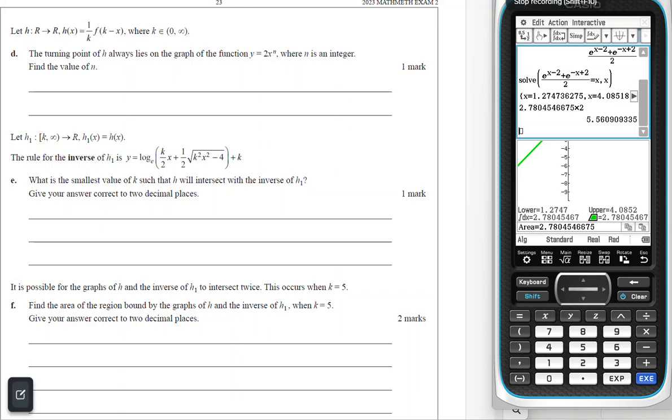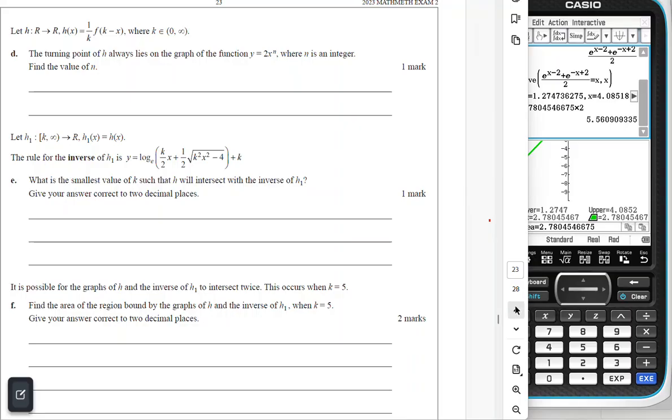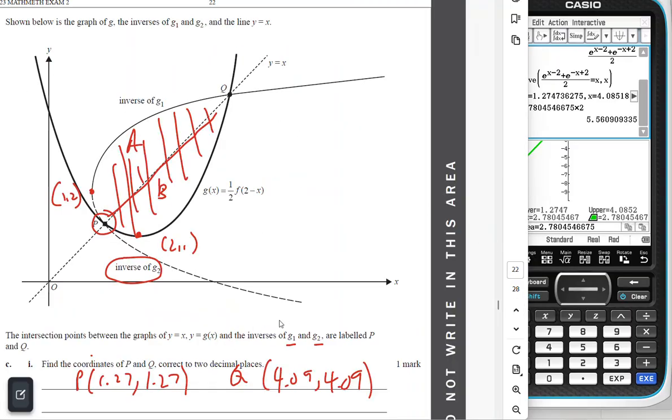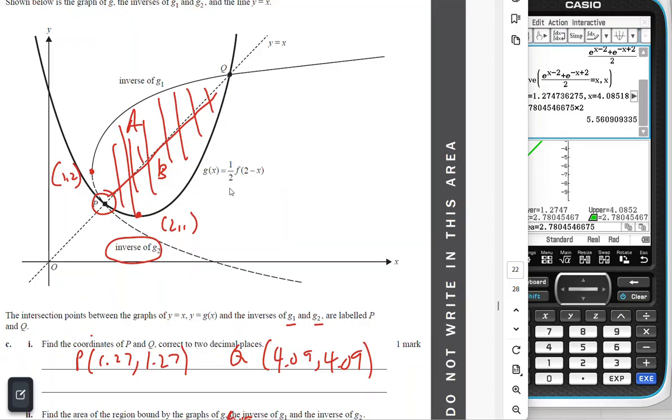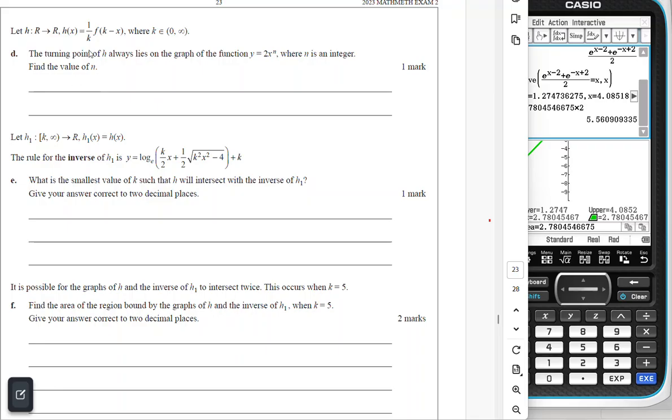Okay, so this is the second half of question 5, D, E, and F. So now we have a situation where my 2, where's my 2? My 2 and my 2 had now been replaced with K and K.